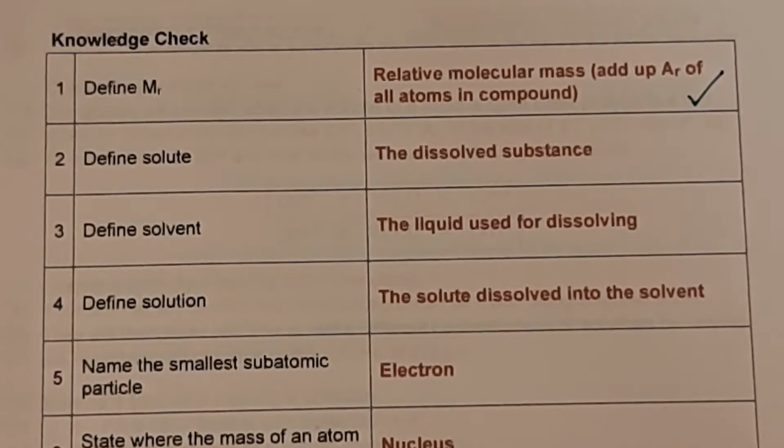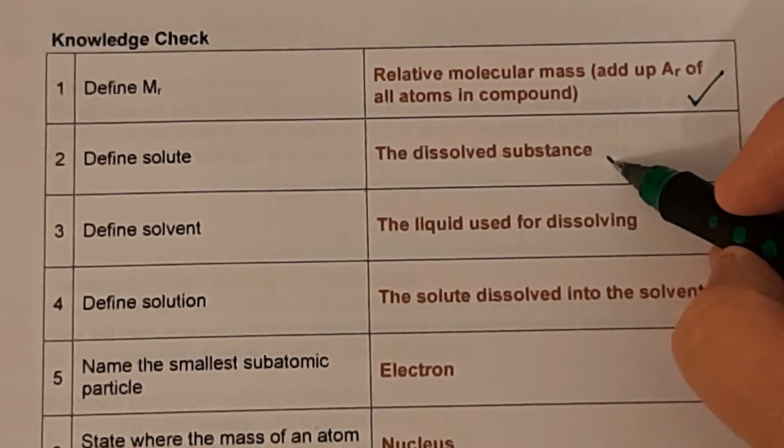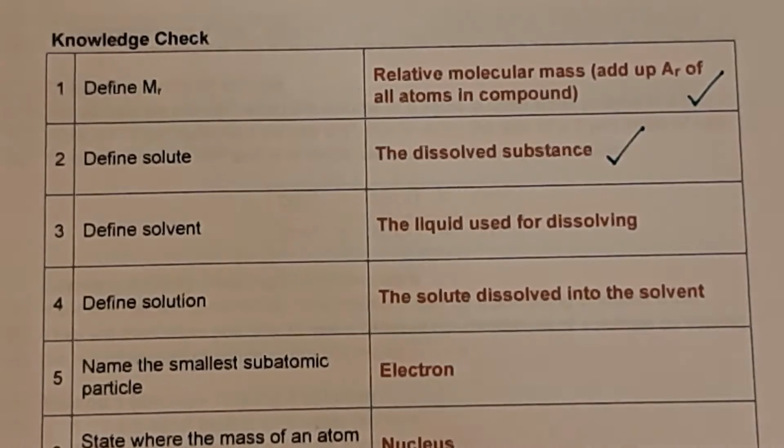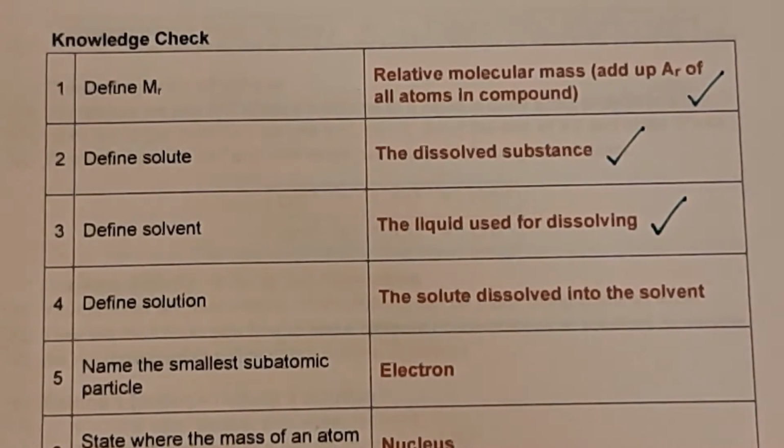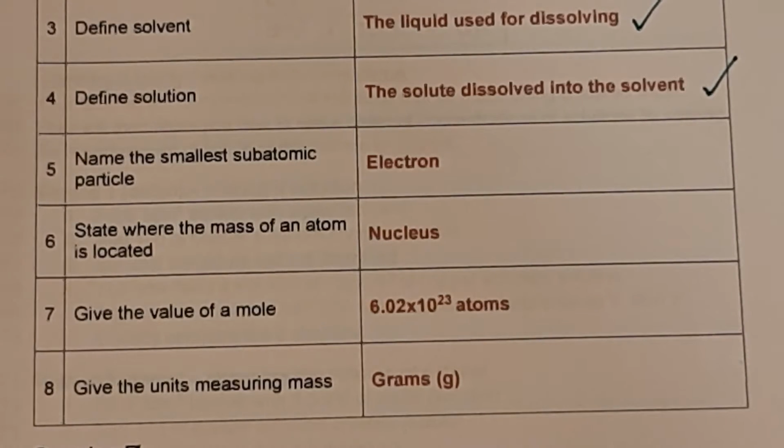Question 2, define solute. So the solute is the dissolved substance, such as salt or sugar. Define solvent. So solvent is the liquid used for dissolving, such as water or ethanol. Define solution. So solution is the solute dissolved into the solvent. So salt water, sugar water. Question 5. Name the smallest subatomic particle. Well, that is the electron.